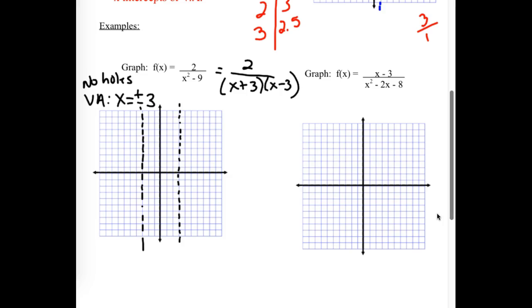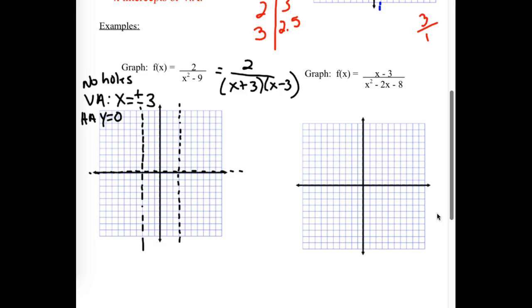Then let's move on to horizontal asymptotes. What's the degree in the numerator? The degree on top. Do you have an x on top? No, so degree is 0. Degree on the bottom is 2. So what's our rule? If the top degree is smaller, we have one at 0. Okay, so we've got all the different asymptotes drawn in.